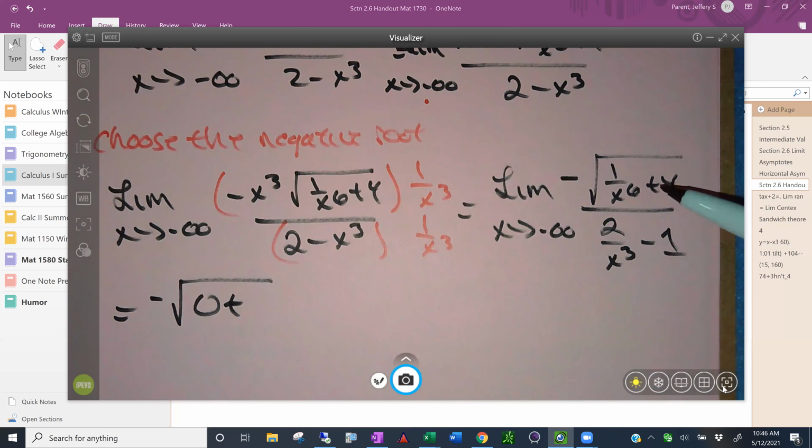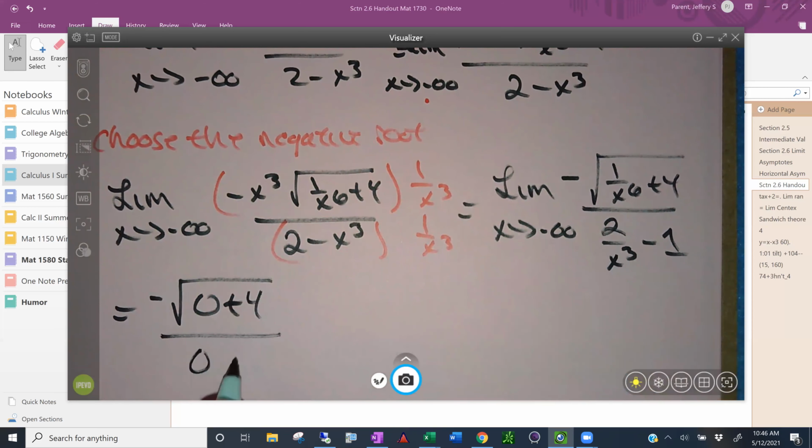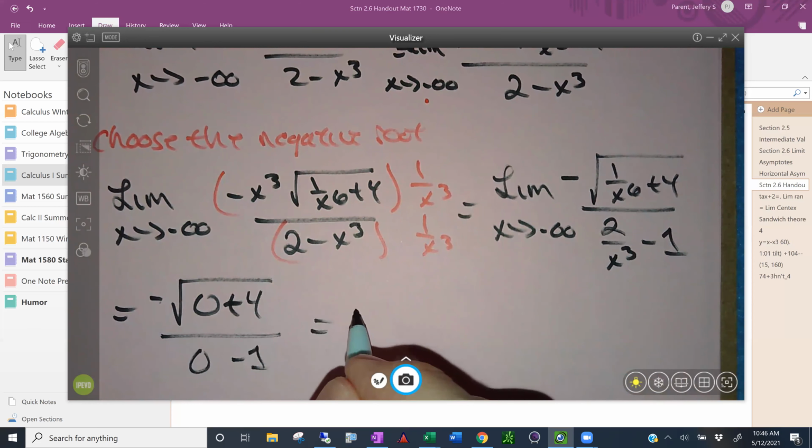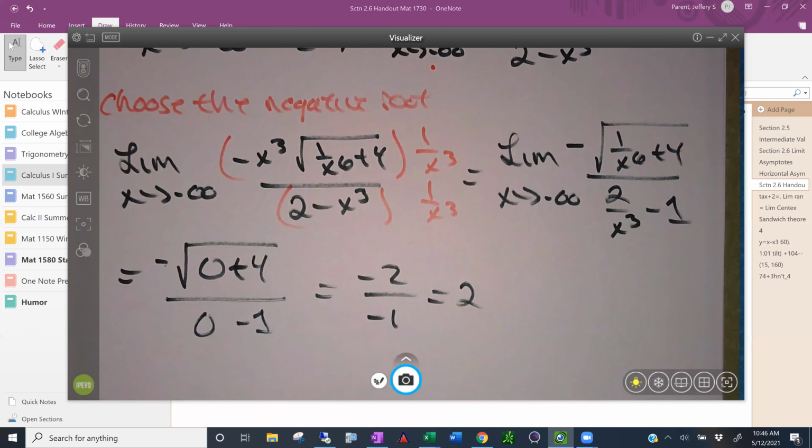Are we supposed to square that 4 to make it 2? Well, we're going to take the square root of it eventually. Yes. And so this would be 0 minus 1. And the negatives are actually going to cancel each other out, right? So I'll have -2 over -1. So I have a limit of 2. And that's your limit.